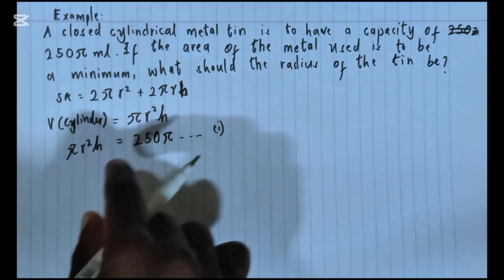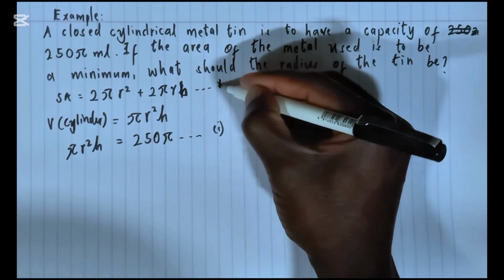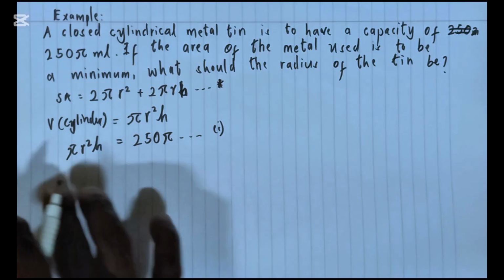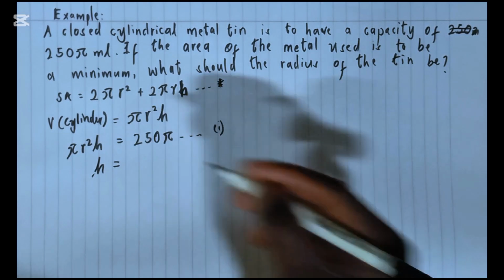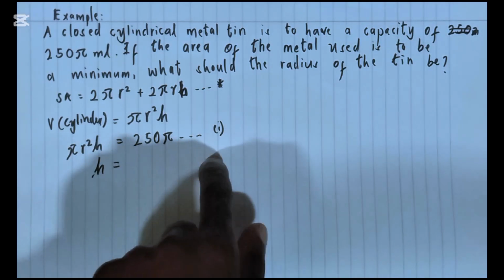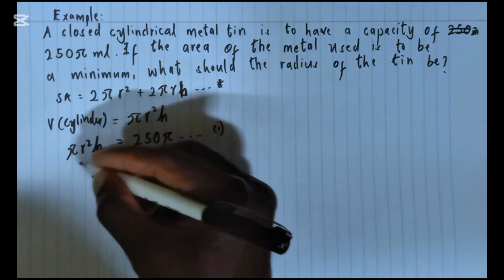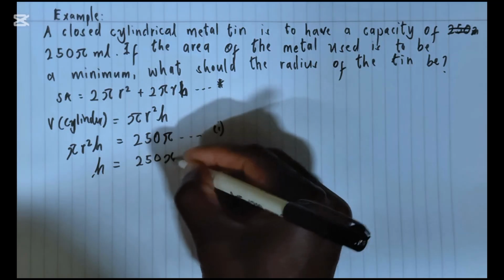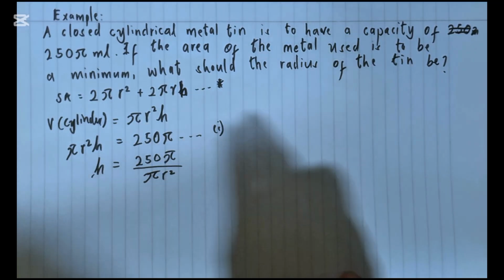So that we have h, and then we can substitute the value of h into our function, into the star equation that I have up there, as you can see there. That is for the surface area. So basically what we're going to do is make h the subject of the formula by dividing both the left and the right side with pi r squared. When we divide both sides by pi r squared, we are going to get 250 pi all over pi r squared.